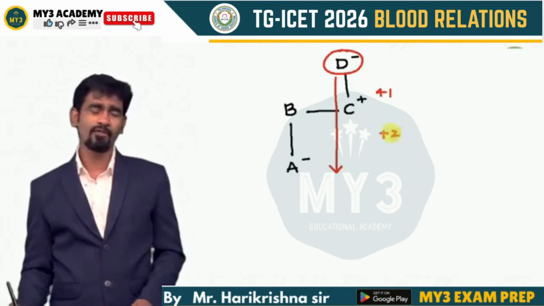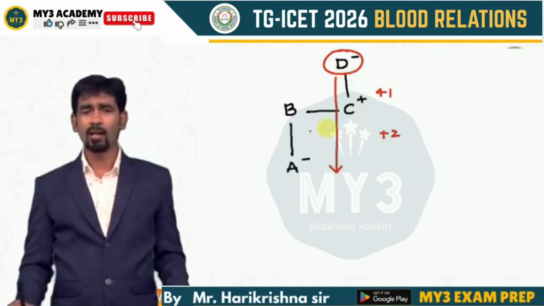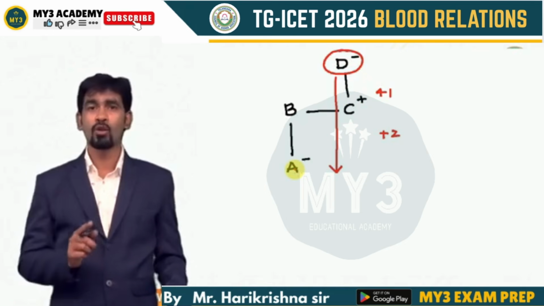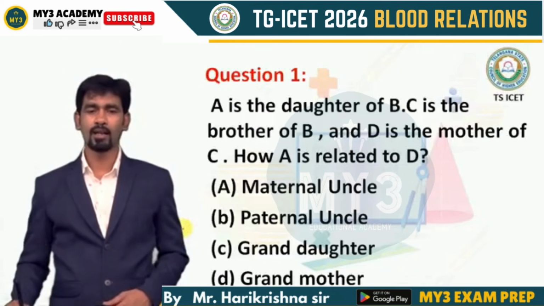And A is a female. So we can definitely say these kids are B and C, and their kid's kid is A. So definitely A is going to act like a granddaughter. Why? Because A is a female. So you can mark your answer choice as granddaughter.